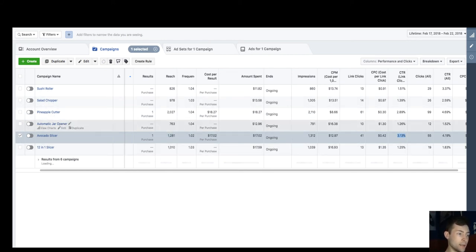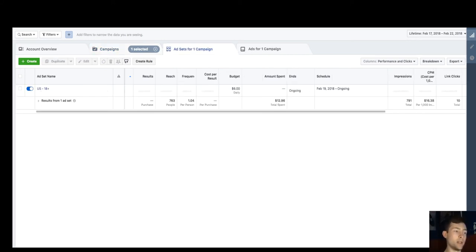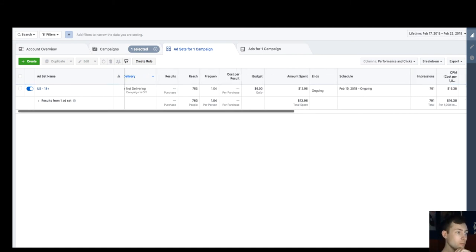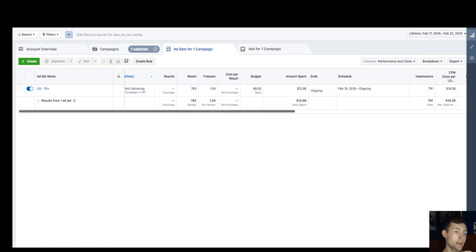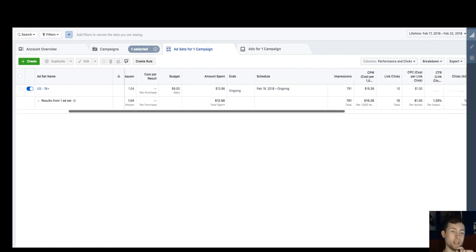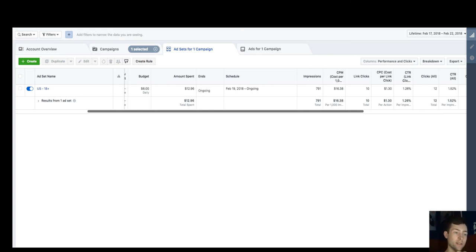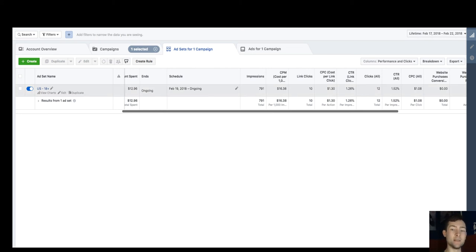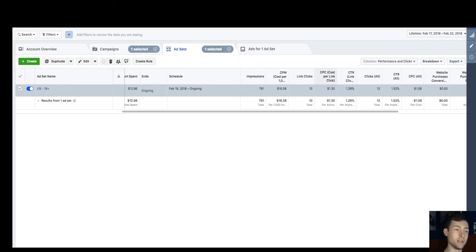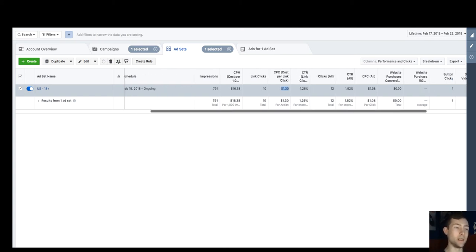And then another thing that I tested which just bombed was this automatic jar opener. So this thing just did not do good at all. I got 9 view contents after spending about $13, which is not good. CPM was over $16. Again, not very good. And these are just kind of signs of something that isn't really working. When you have a higher CPM, you have low link clicks, and you have a high cost per click, that's really not good. And you just don't really want to put too much money into testing that.